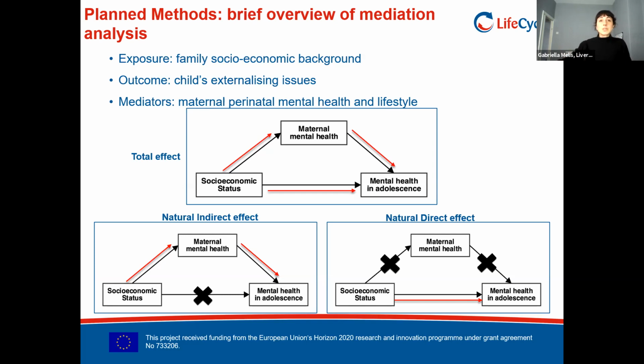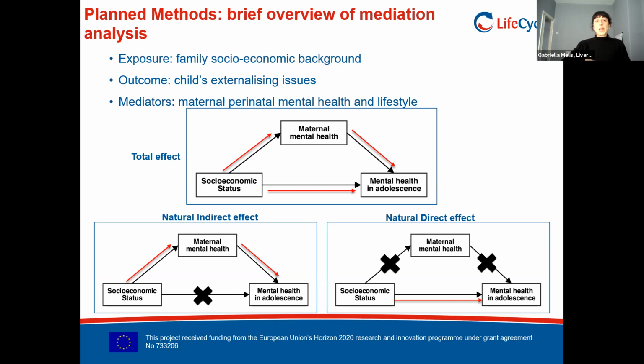So the causal mediation analysis model partitions the total effect of socioeconomic conditions on child mental health into two. The one that acts through the proposed mediators, which is called the natural indirect effect, and the one through mechanisms that bypass what are defined as putative mediators. And this is the natural direct effect.